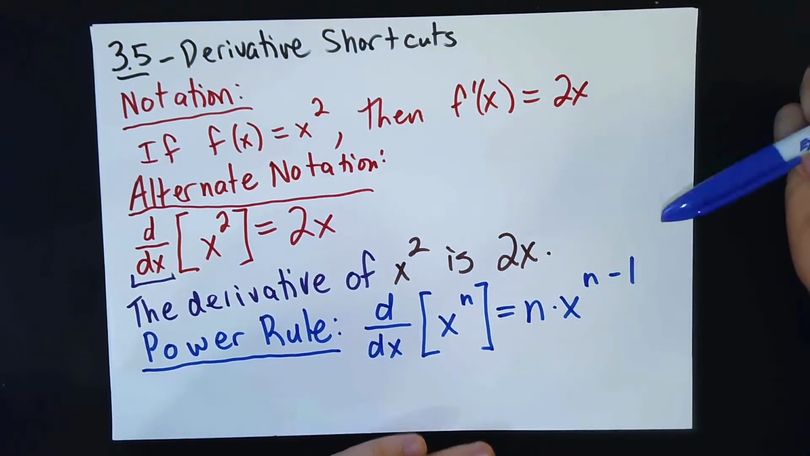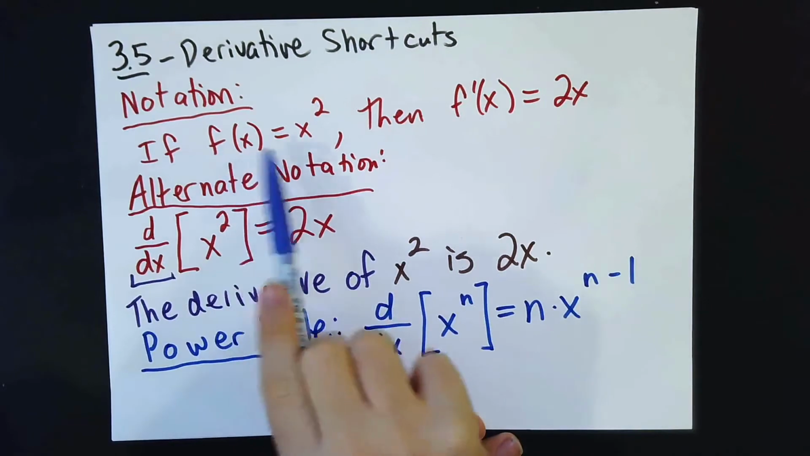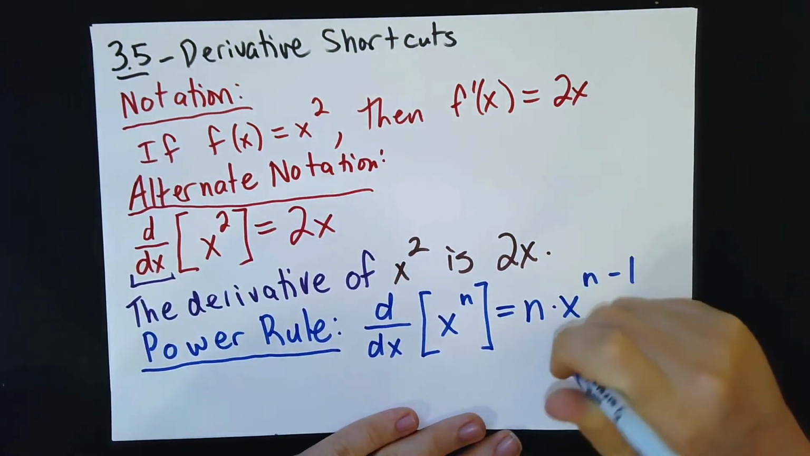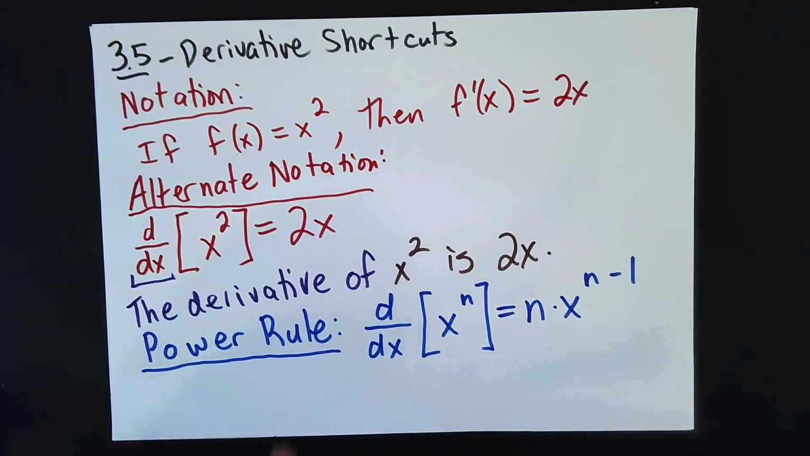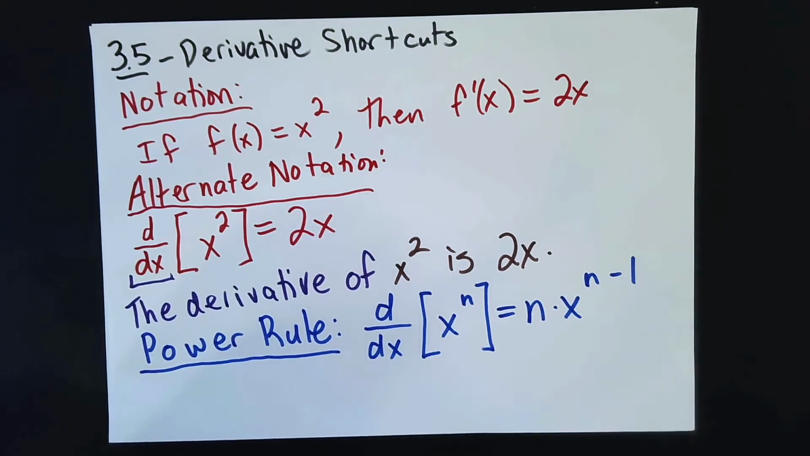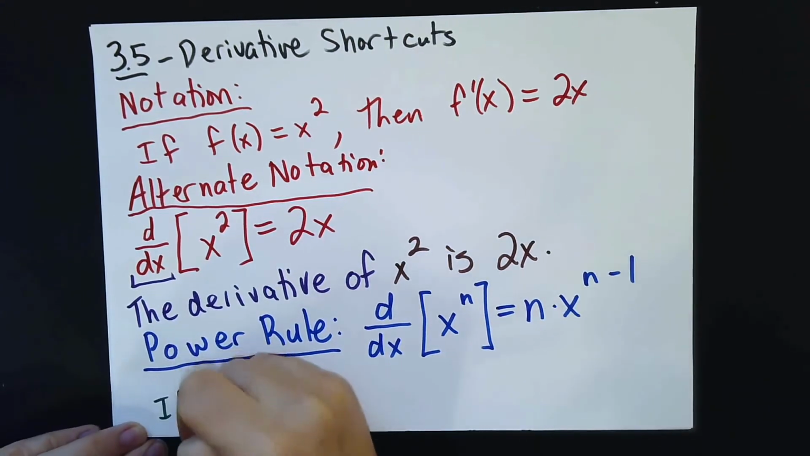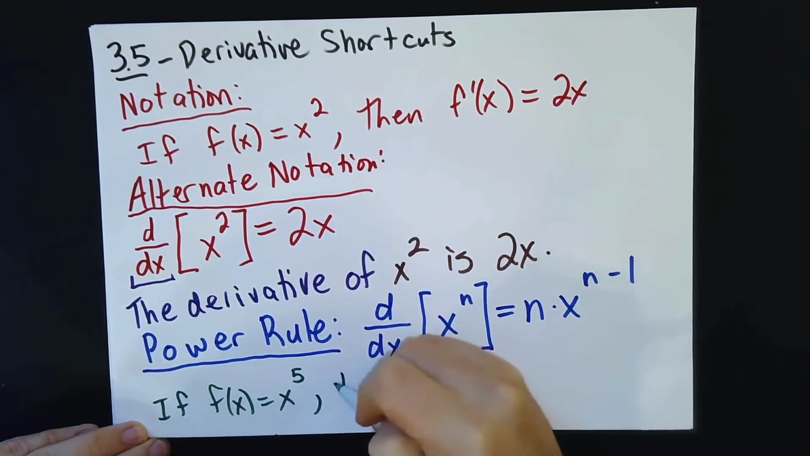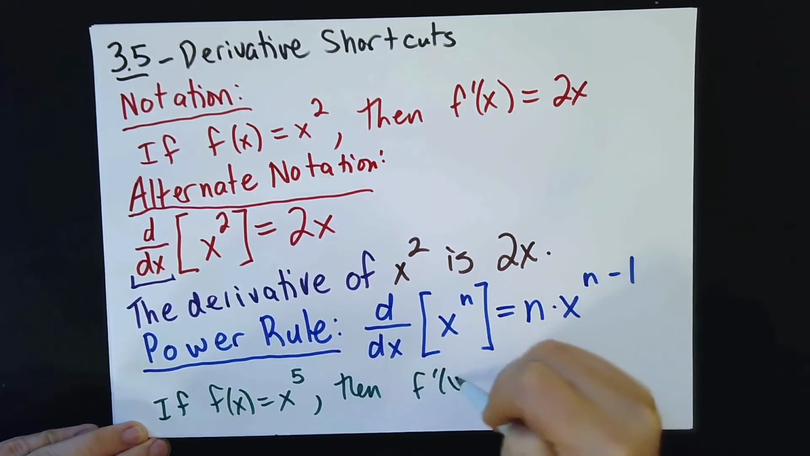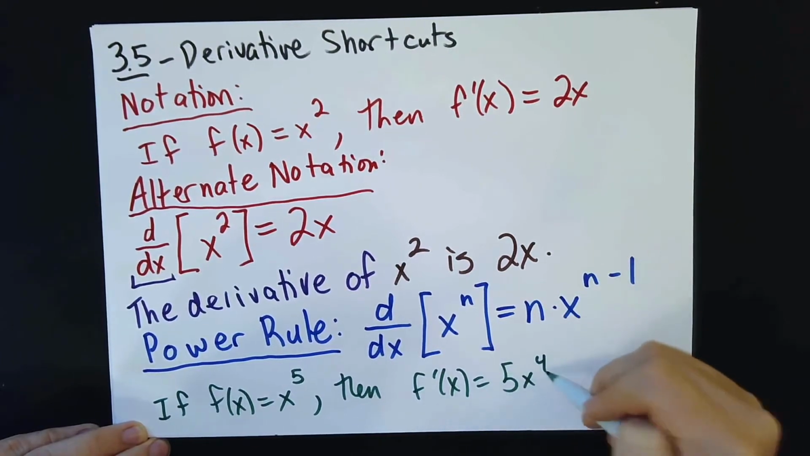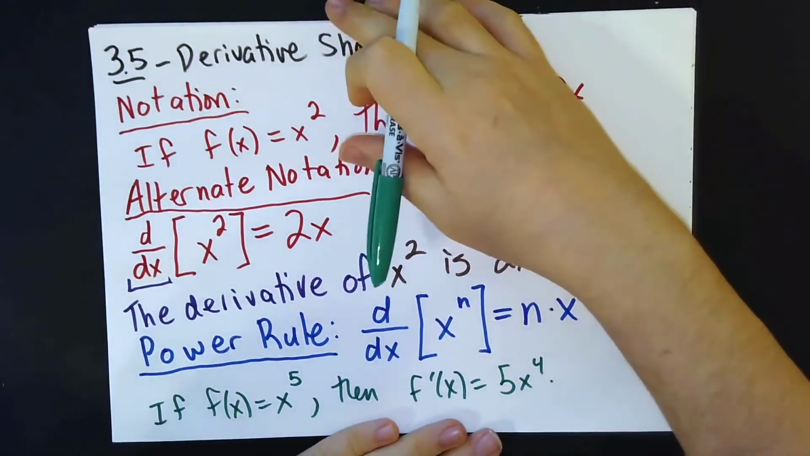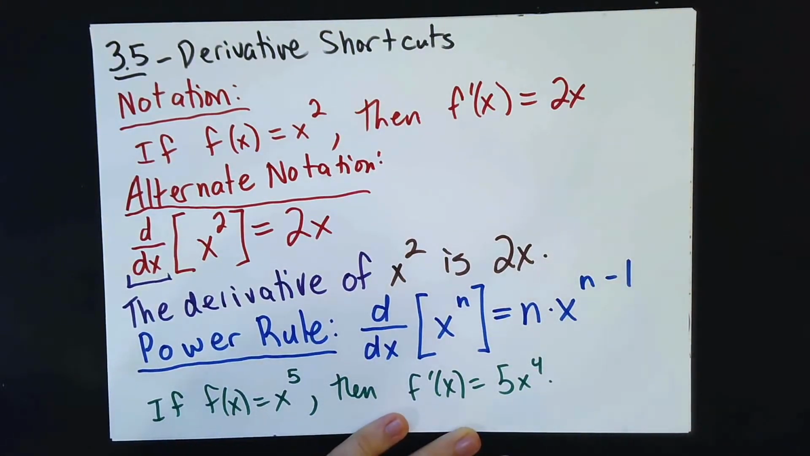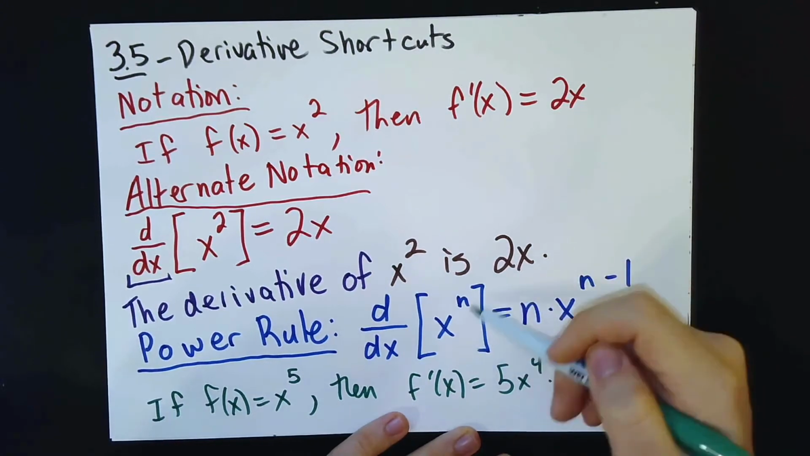Now, I've already kind of given you an example of that because we said at the beginning, if f of x is x squared, then f prime is 2x. That follows exactly this rule. But this also means that if f of x is x to the 5th, then f prime of x is 5x to the 4th. And as soon as you have completed test 4, you can use this rule anytime you're asked for a derivative of a power of x.